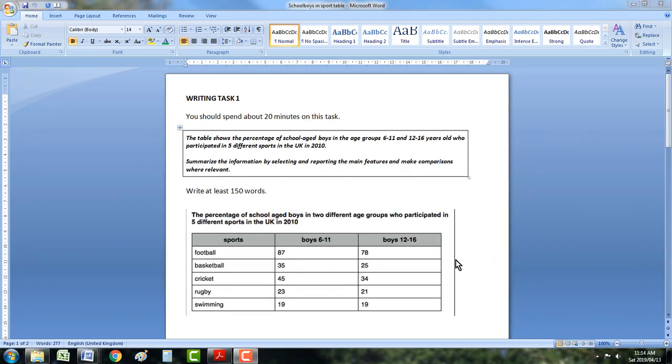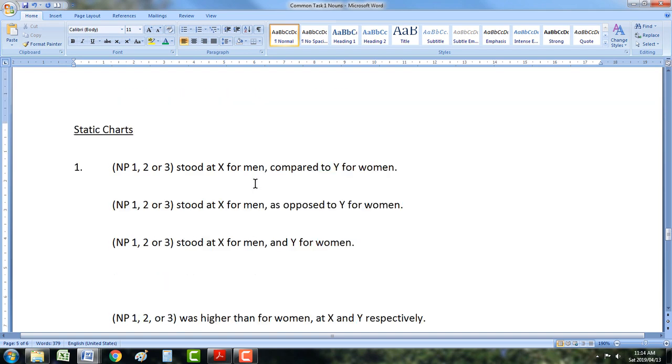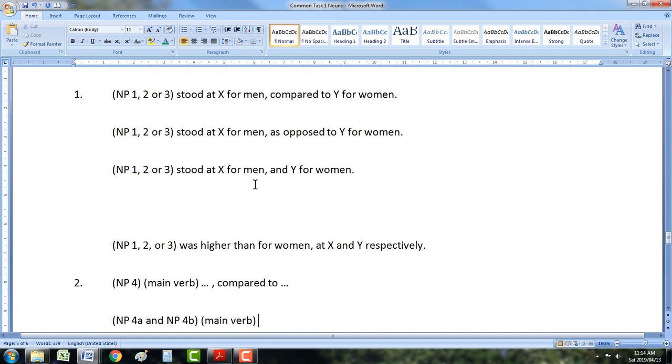Great. I've put one in the description for you for homework. Actually, I haven't done it yet myself. I just wanted you to get a bit more practice with the static. Tables are often static. They're just comparing 2 things. Here they're comparing boys aged 6 to 11 and boys aged 12 to 16. So have a go with that. Compare with your friends. Maybe I'll do a video on it later. I've got many videos to make, but try and use noun phrase 4. Try and use these static structures that we just learned.